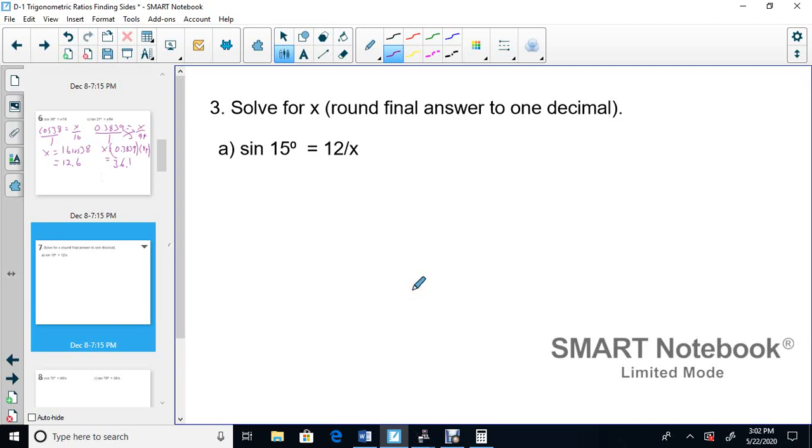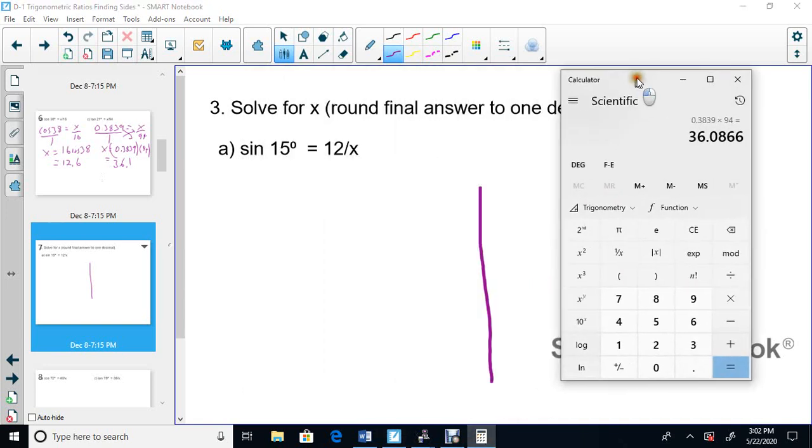Okay, we're now on question 3. Again, I'm going to round our final answer to 1 decimal. Now this one gets a little bit more confusing. I'll explain why. I'm going to do it the 2 methods again. I'm going to do the 1 method where I figure out sine of 15 right away, using the calculator that's easier for this type of method.